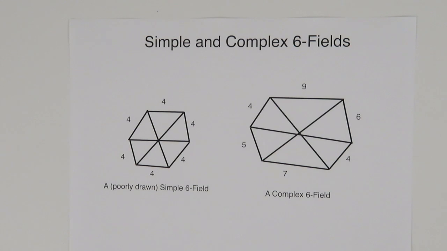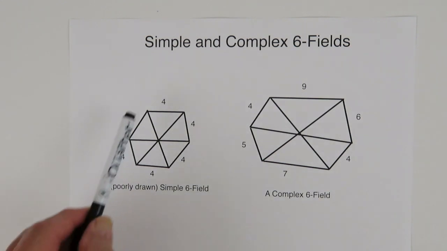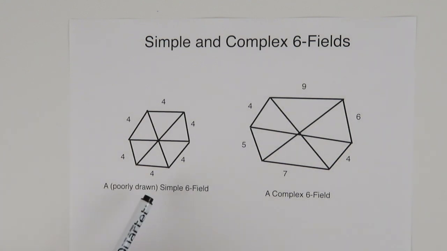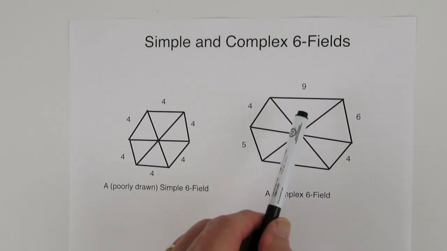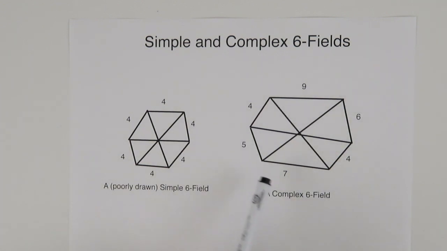So this diagram explains the difference between simple and complex 6 fields. This is a rather poor diagram of the structure of a 6 field that has 4 edges in all 6 directions. The structure that I was showing you before, the embedment of that red torus into the light blue 6 field, has these characteristics. There are 9, 4, 5, 7, 4, 6 edges around the 6 field periphery. So this is highly distorted.